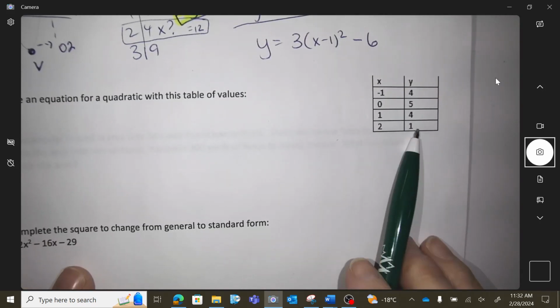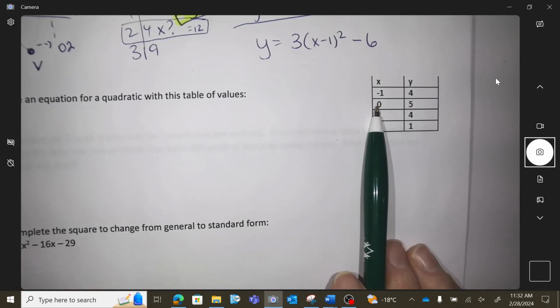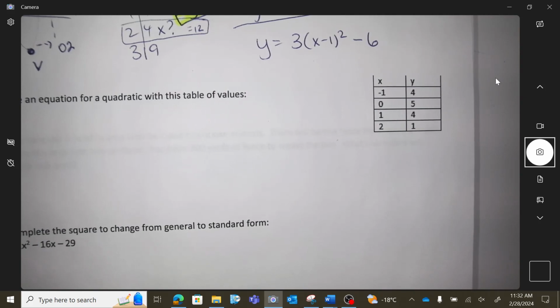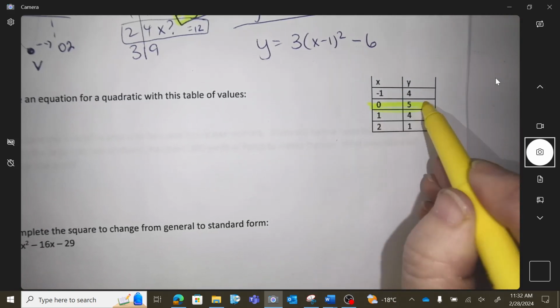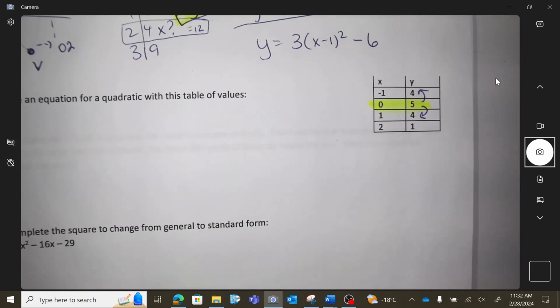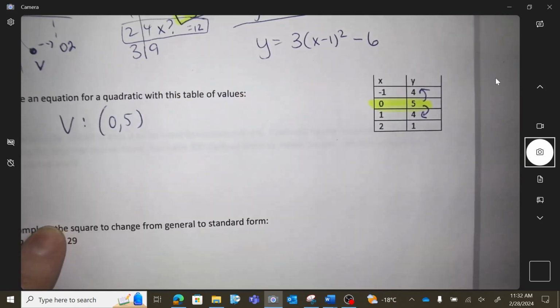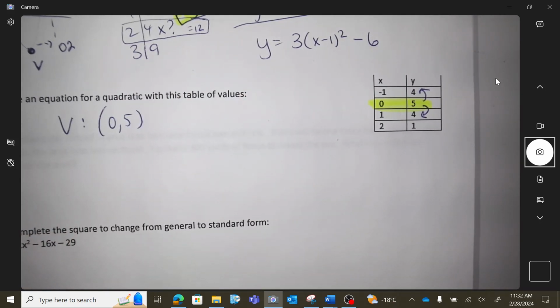So you should identify a vertex in this chart because your vertex has the symmetry around it. So which one has things going on around it, symmetric? And this is what I'm seeing. The 5 height has a 4, 4 on both sides of it. So the vertex is 0, 5.